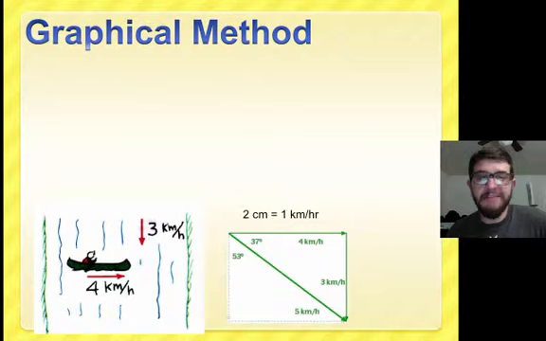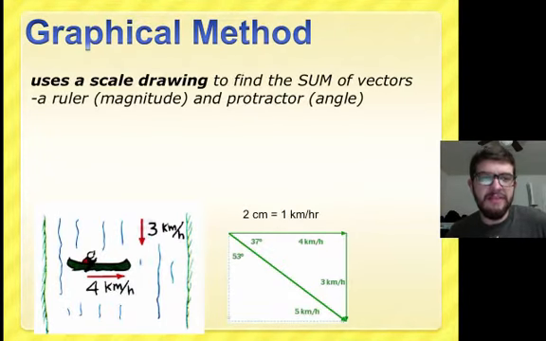So you have the graphical method, which is the first thing, the whole point of this video. And basically we're going to use a scale drawing to find the sum of all these vectors. And by scale, I mean I'm going to have to use a ruler to measure out the magnitude and then a protractor to draw the angle. Okay? So hopefully your pictures look a little bit better than this when you're done though.